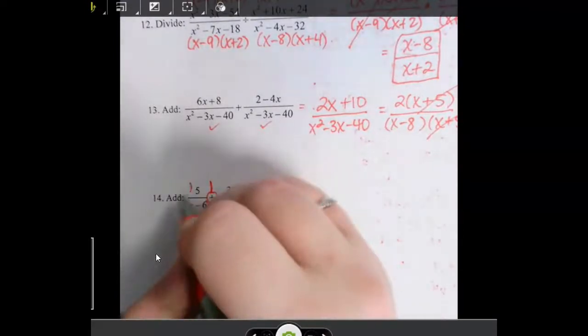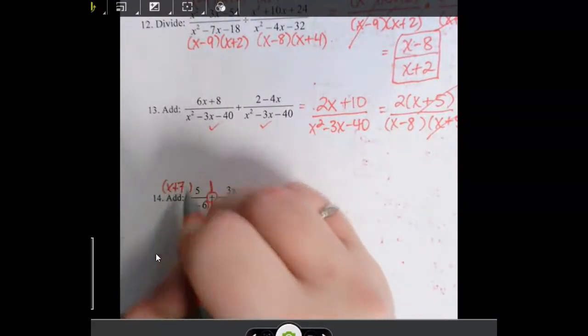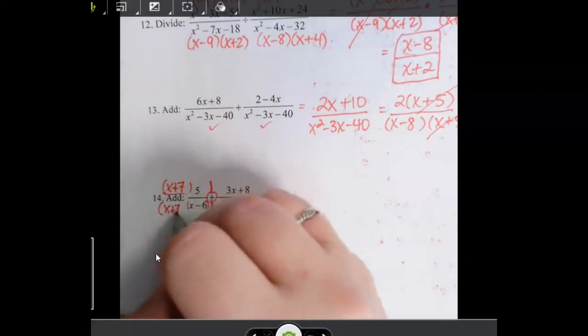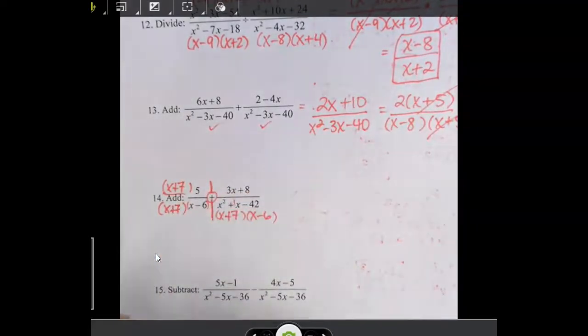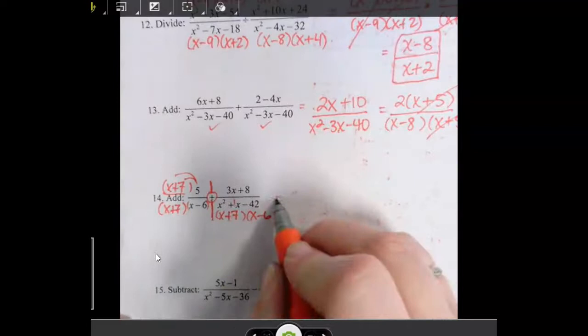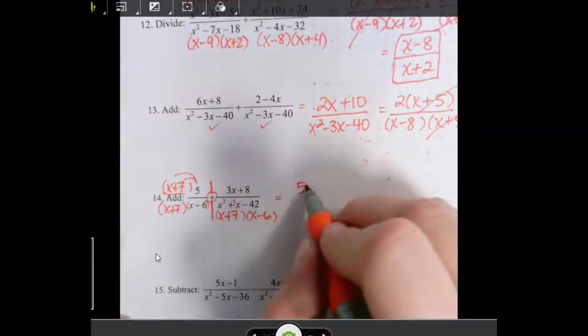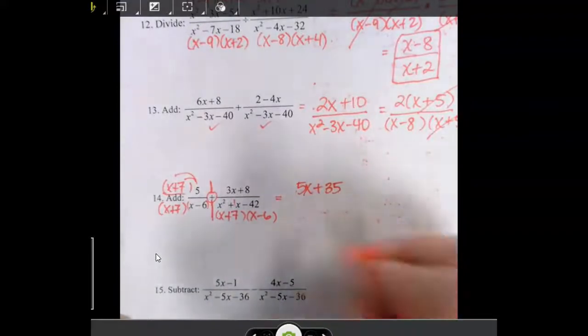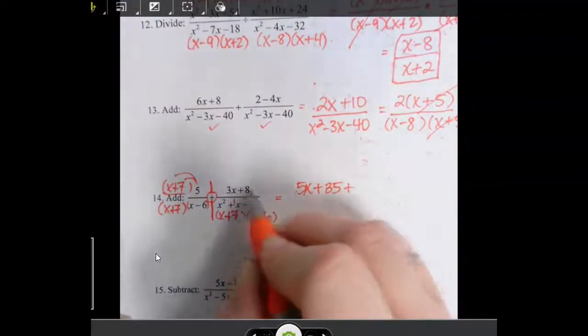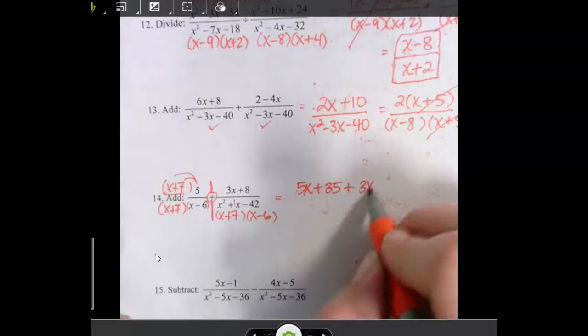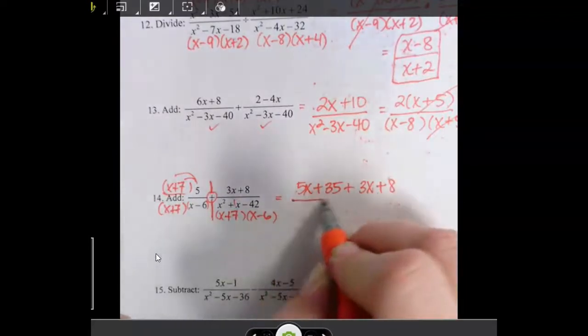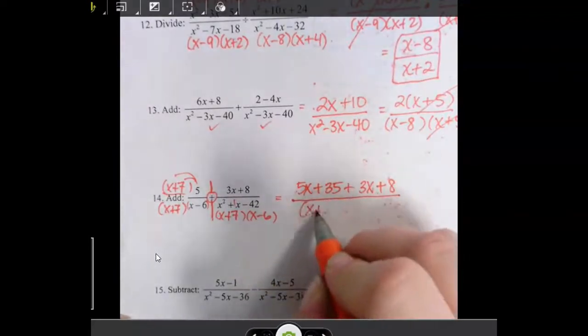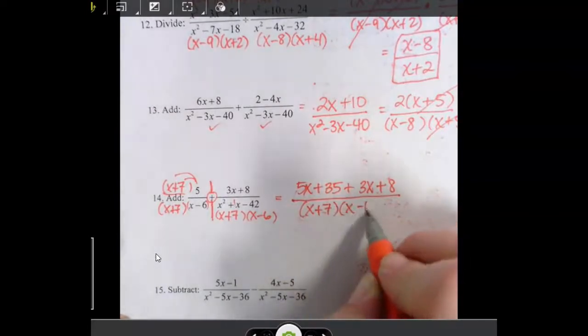So what I need to do is multiply this first fraction by x plus 7 over x plus 7. That gives me a common denominator, and then I'll just distribute in my numerator. When I distribute this, I get 5x plus 35. And I'm adding, so I don't have to change any signs, plus 3x plus 8. And then my denominator, x plus 7 times x minus 6.